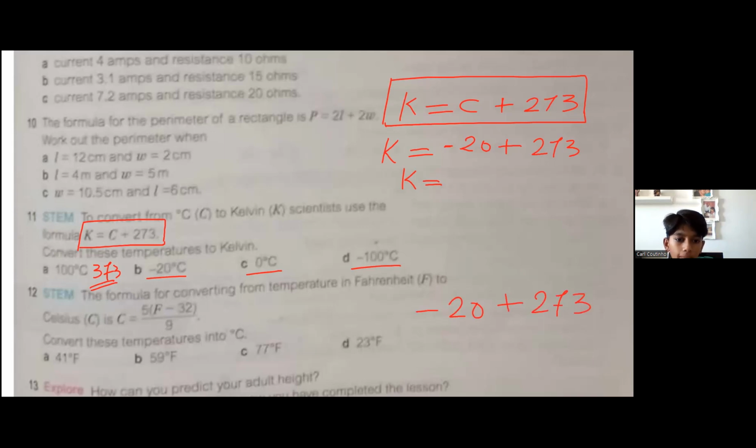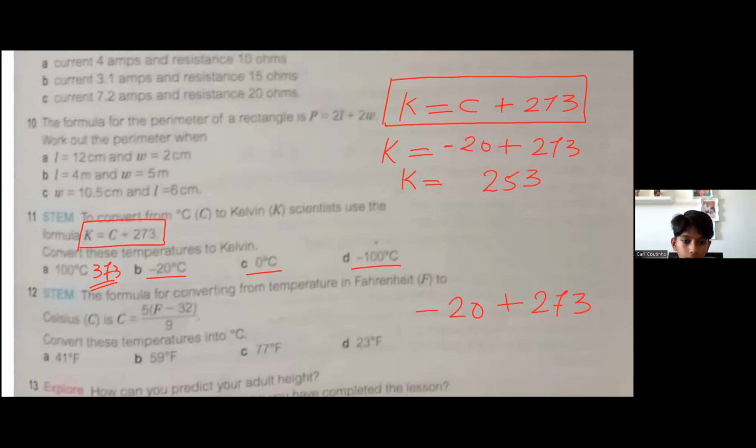Yeah, we'll do subtraction, that's correct. So 273 minus 20, isn't it? What will it be? It will be 253, correct?